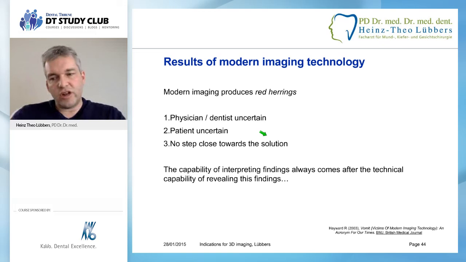And it's not really a bad thing. I mean, it's bad they're there, but there's no chance you can avoid it. It's just natural. The capability of interpreting some findings only can come after you are technically capable of revealing the finding. I mean, you cannot learn to interpret something you cannot see. So you will always have the situation that with modern imaging you see something and you don't know what it is. That's just the price you pay.